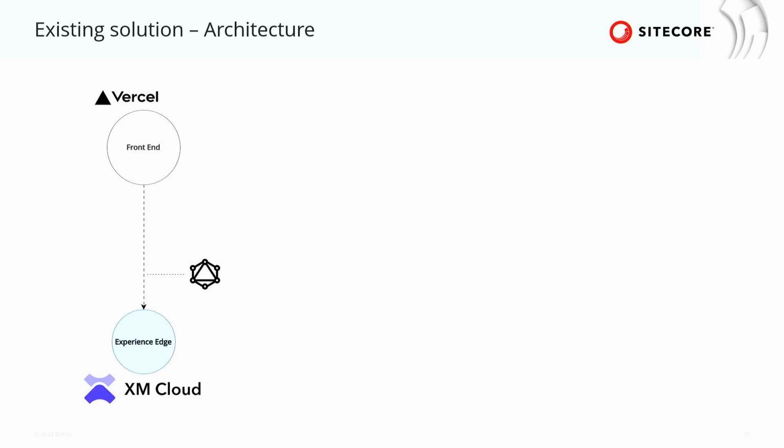So if we take a look at the existing architecture, our front-end application is deployed to Vercel, and it requests layout data, data sources, everything that's needed from Experience Edge from XM Cloud. For commerce communications, Vercel makes some direct calls to Order Cloud. So for example, if we need something which the Order Cloud API provides, like authentication by email or getting shopping cart details, getting order details, the frontend just directly calls Order Cloud.